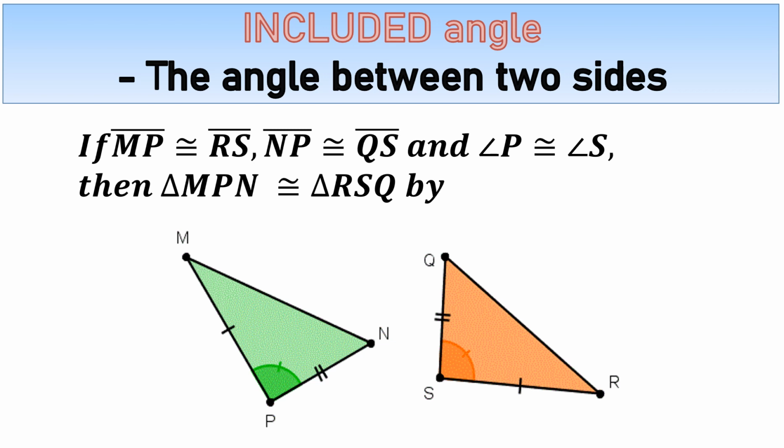Since angle P and angle S are included angles, then we can conclude that the two triangles are congruent by side-angle-side postulate. Now, let's proceed with the third postulate.